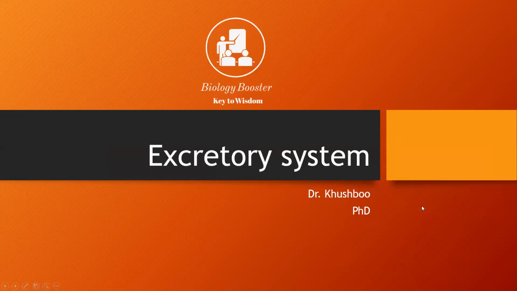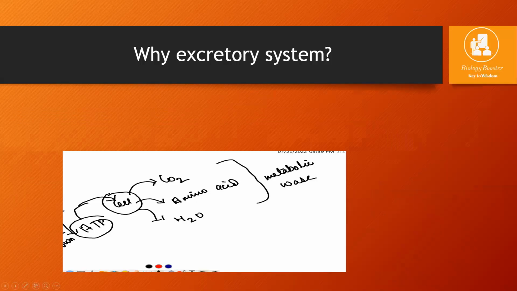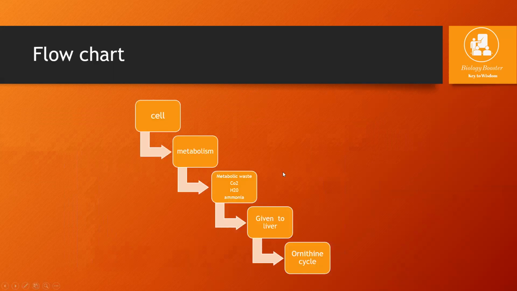Now let's start with the excretory system here. First question is, why excretory system? Why do we need to have this kind of system? We need it because we have cells.